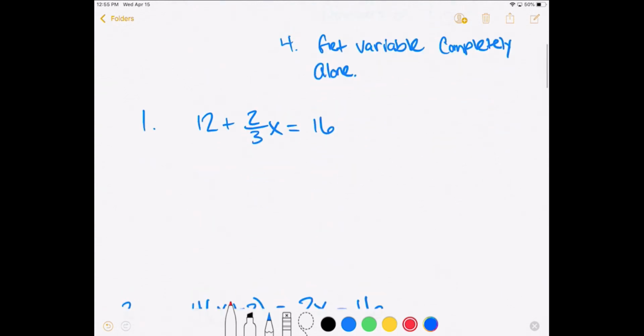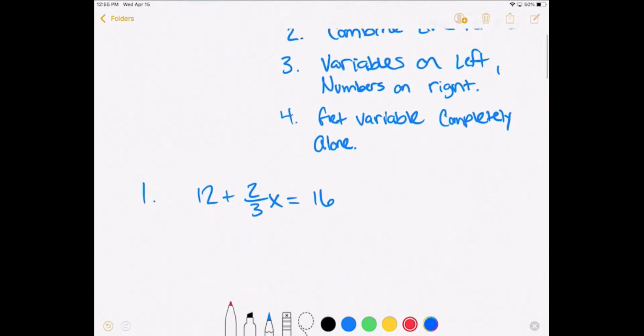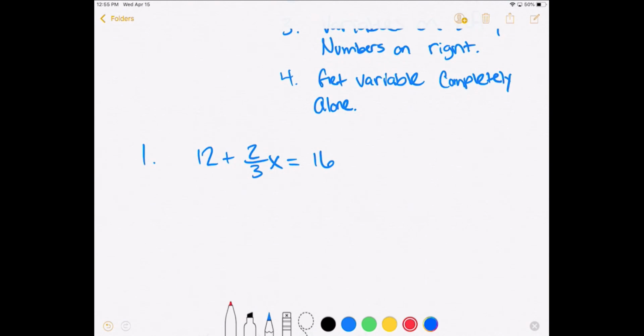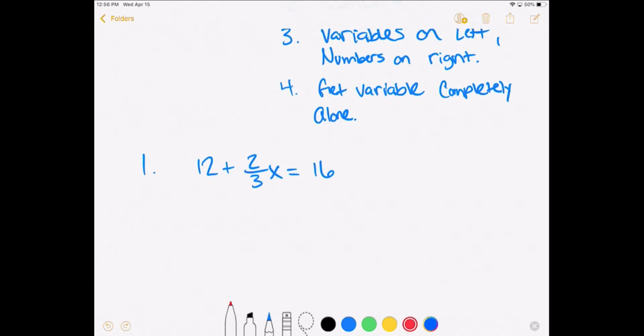I don't have parentheses, so I don't need to do step 1. So I'm going to go straight to combining like terms. Don't have any of those either. Nothing on the left side can be combined. Can't combine those two. One of them has an x, one of them doesn't. And over here, it's just a 16. Can't do anything with that right now. So I'm going to get my variables on the left. Well, looky here. Here's the equal sign. It's already on the left. So kind of a nice problem. But I do need to get my numbers on the right, so I'm going to start by doing that.